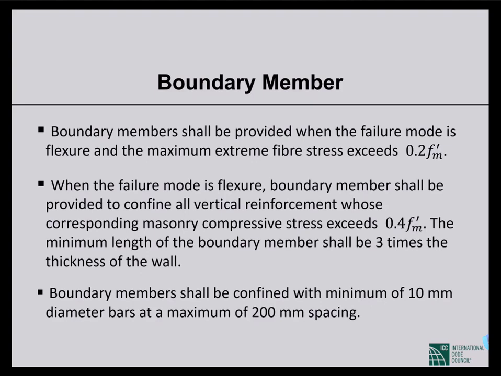Okay, and the capacity of the boundary element has to be 0.4 FM prime. And the lowest bar diameter that can be used in boundary members is 10 millimeter, and the maximum spacing of bars can be 200 millimeters.